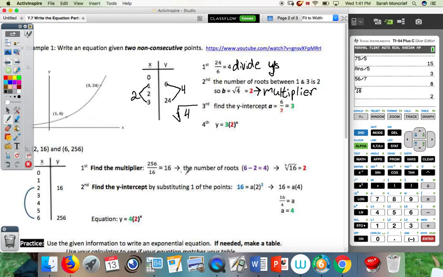That is now our multiplier. So now we found our multiplier, we need to find the y-intercept, which we could just do by taking our multiplier and dividing backwards from where we were at 1. So divide 6 by 2, which was our multiplier, and we got 3. So we know that this is 3. And that would leave us with y is equal to 3 times 2 to the x.